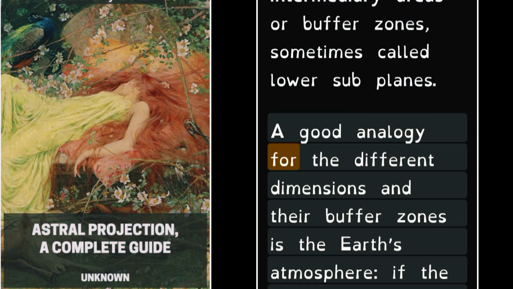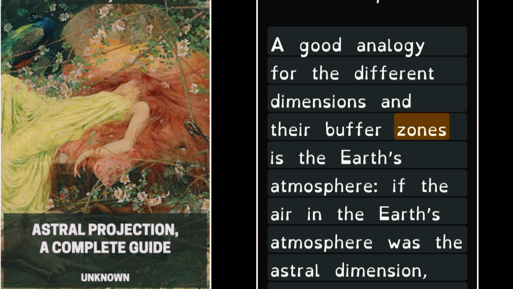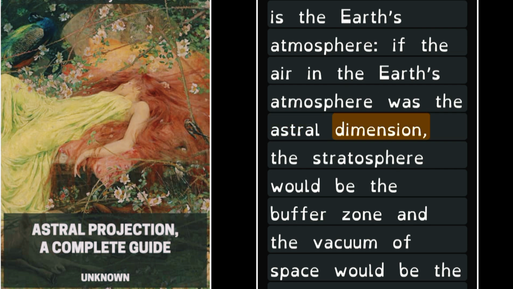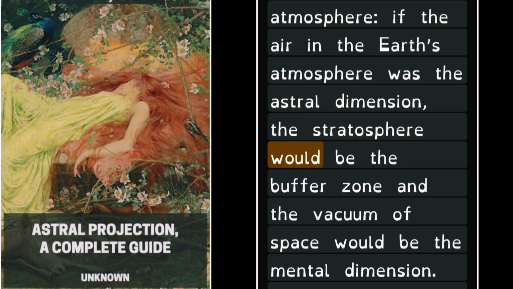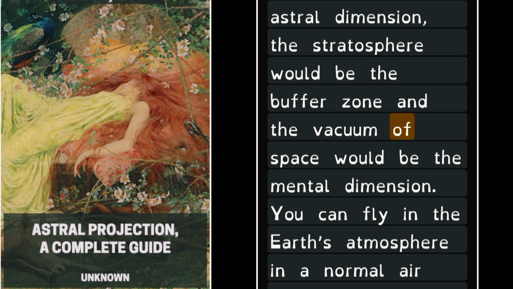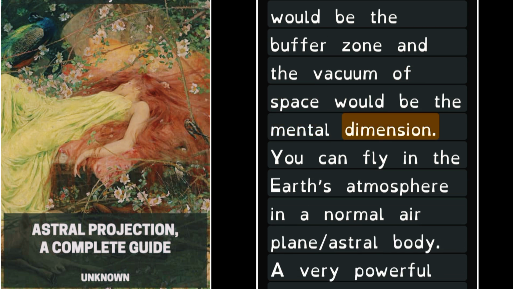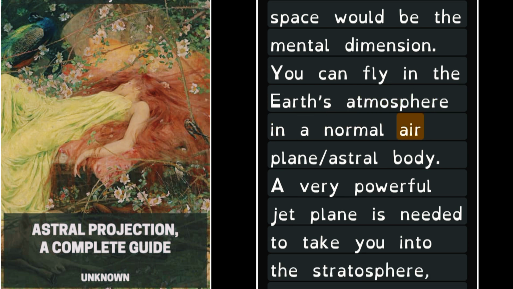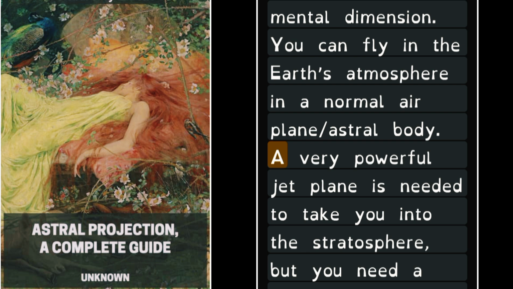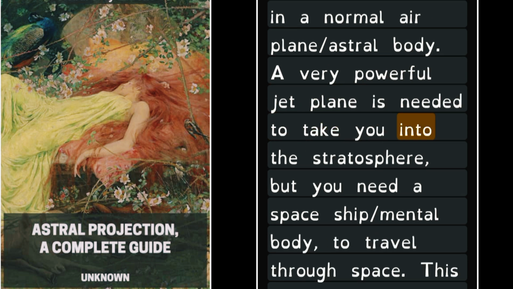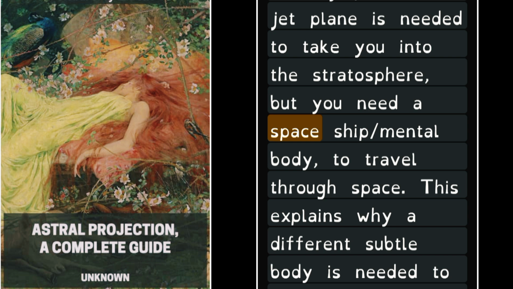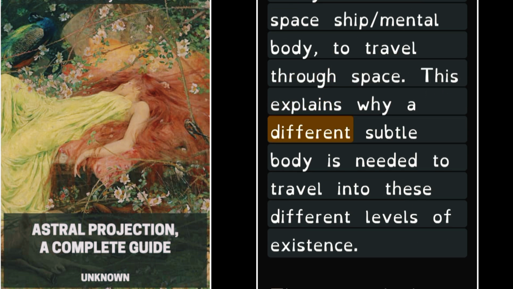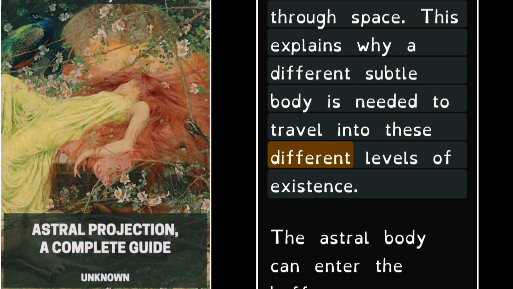A good analogy for the different dimensions and their buffer zones is the Earth's atmosphere. If the air in the Earth's atmosphere was the astral dimension, the stratosphere would be the buffer zone, and the vacuum of space would be the mental dimension. You can fly in the Earth's atmosphere in a normal airplane, the astral body. A very powerful jet plane is needed to take you into the stratosphere, but you need a spaceship, the mental body, to travel through space. This explains why a different subtle body is needed to travel into these different levels of existence.